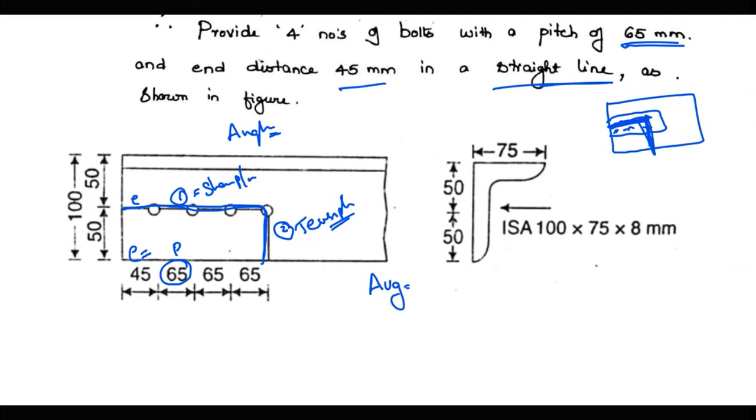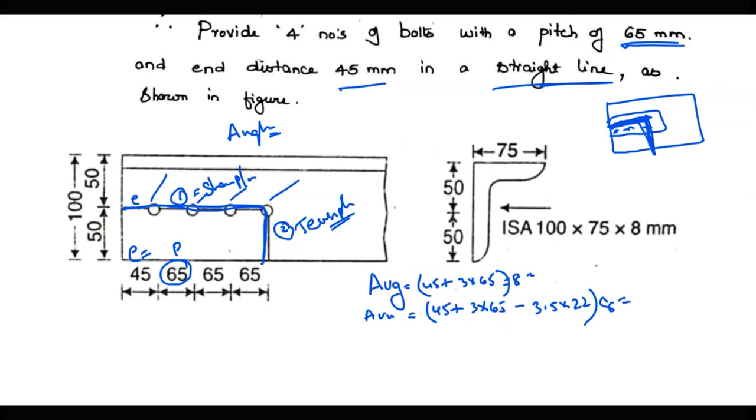See, what is the length of this plane, the shear plane gross area? 45 plus 3 into 65, which will give you some value, into the thickness of the section. What is the thickness? 8. That's it. What is the AVN, the net area? You have to take the bolt area. How many bolts are there? 1 bolt, 2 bolts, 3 bolts, and only half a bolt here. So 3.5 bolts. So 3.5 into the bolt hole length, which is 22 mm, into 8 will give you AVN.